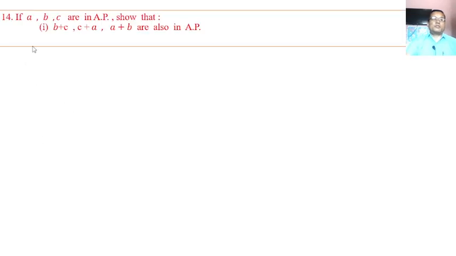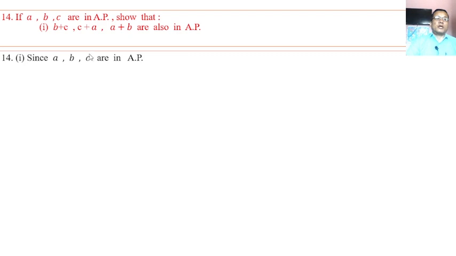Question number 14. If small a, b, c are in AP, show that b plus c, c plus a, a plus b are also in AP. A, b, c are in AP, so the second term minus first term equals third term minus second term. Multiplying by minus 1 on both sides, a minus b equals b minus c.